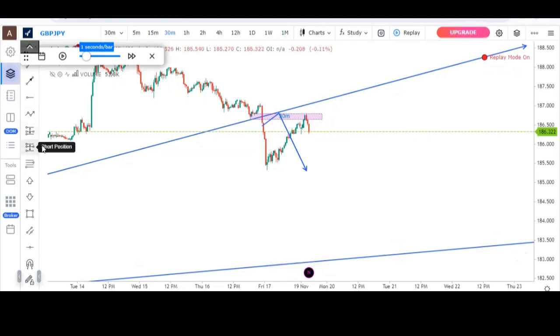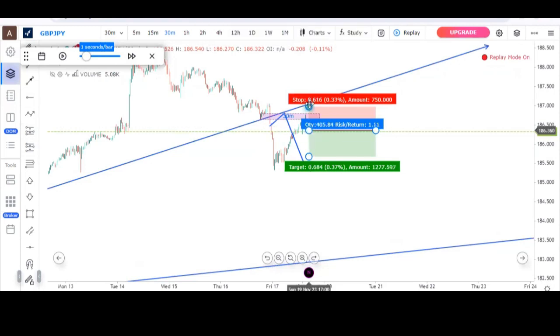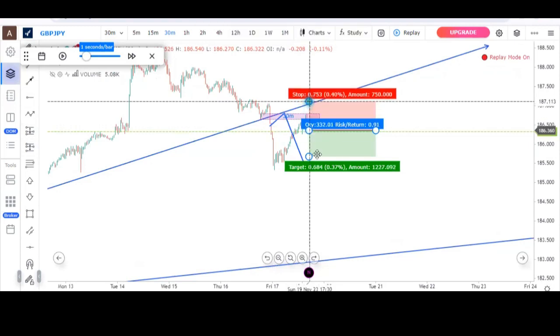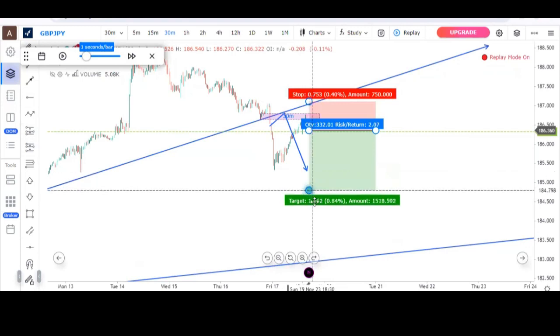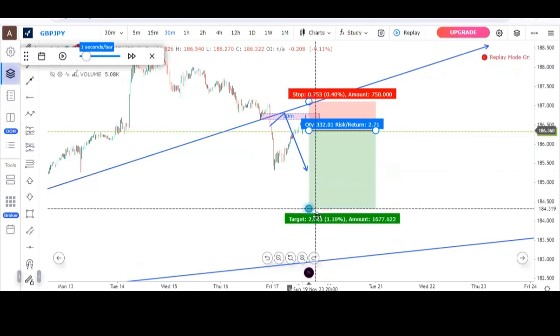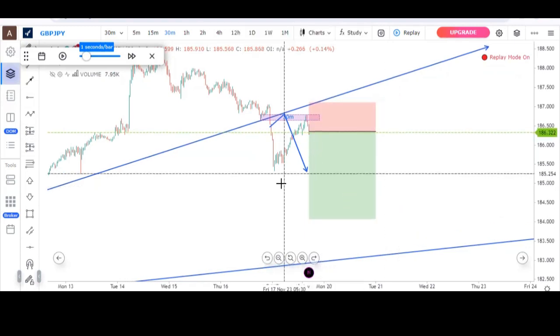I will just take the trade from here, putting my stop loss right here, targeting 3R. So 3R, yeah. 3R so far. Let me see what the market is going to do.